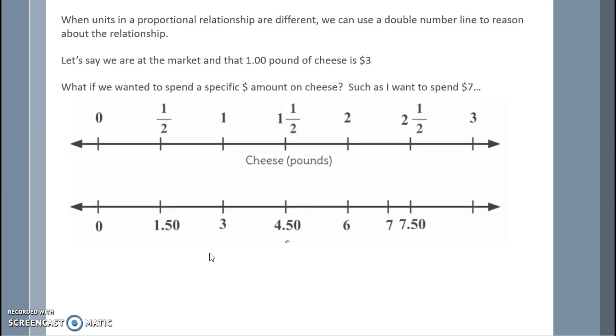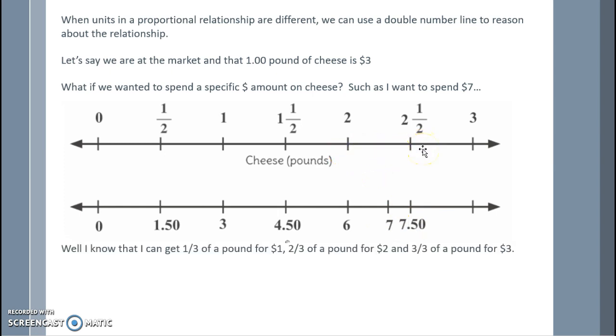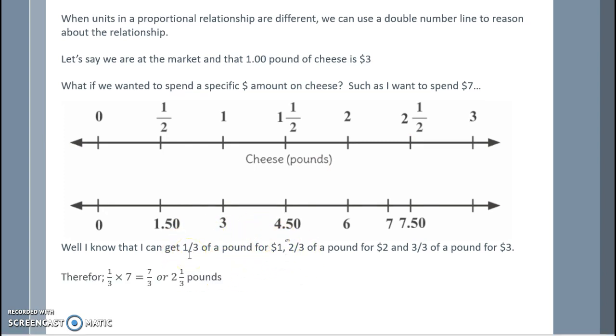But what if we wanted to spend a specific dollar amount on cheese, such as I want to spend $7. How much cheese can we get for $7? Well, we know that it must be between 2 and 2.5 pounds. Well, I know that I can get 1/3 of a pound for $1, 2/3 of a pound for $2, and 3/3 or a full pound for $3. So when I look at the particular price per unit, what I can do then is take 1/3 times 7, which is 7/3, or 2 1/3 pounds.